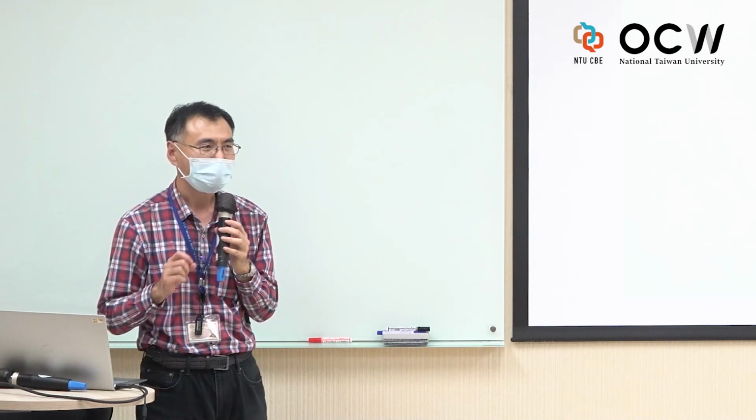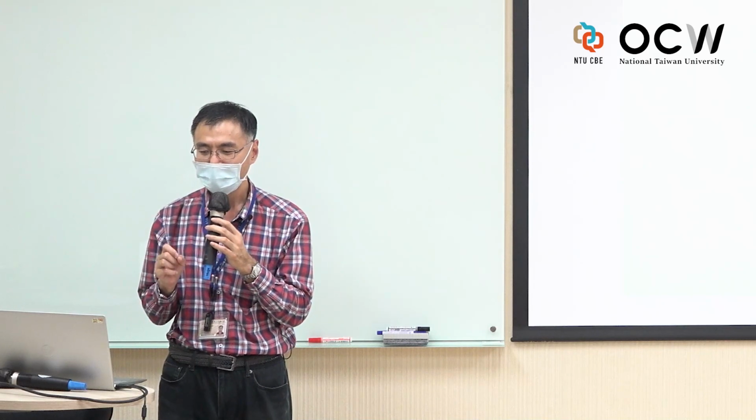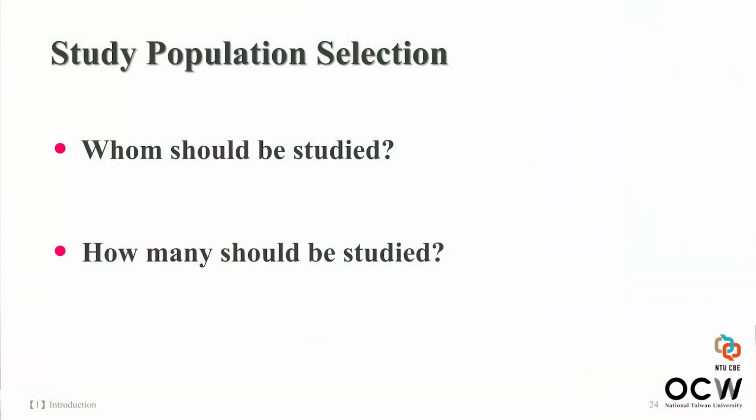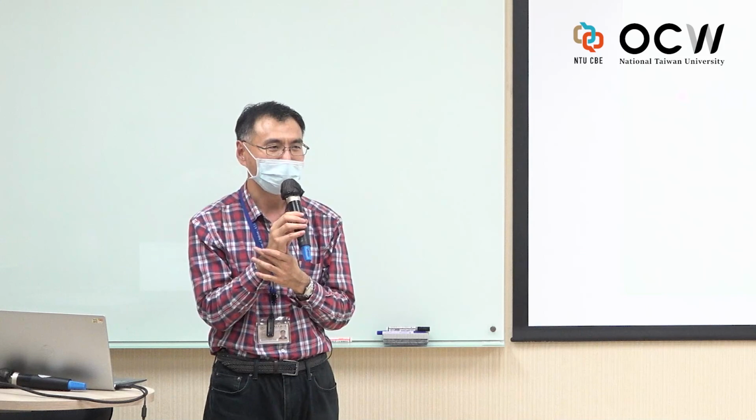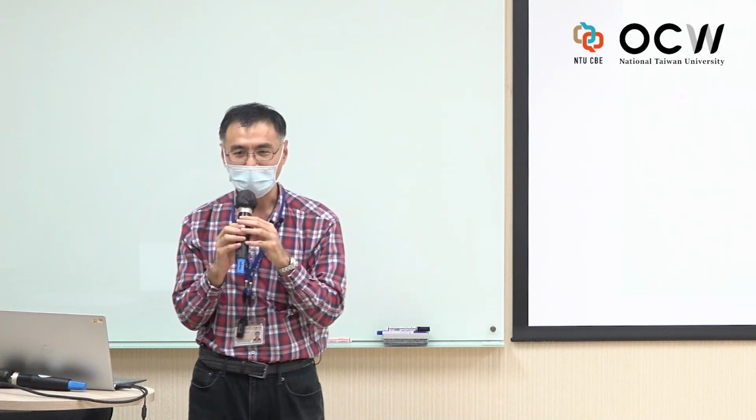Okay, and it's also very important to identify how they do the study population selection to answer the question you raised in the hypothesis. Who should be studied? How do you define it? And how many should be studied? That's a little bit advanced in biostatistics and epidemiology, the so-called power calculation or minimum sample size required. So if you take the course about quantitative research methods in global health, I'll give the lecture about it.